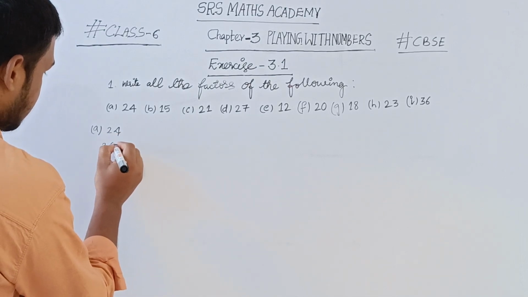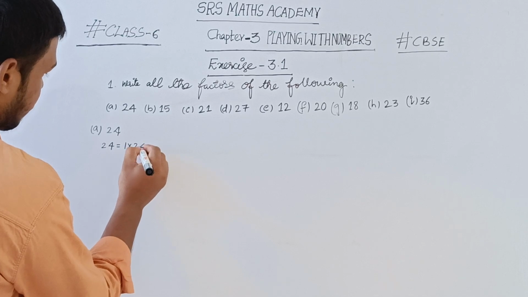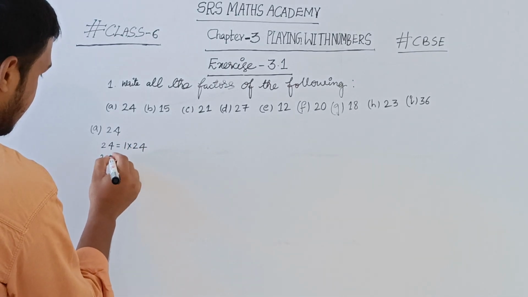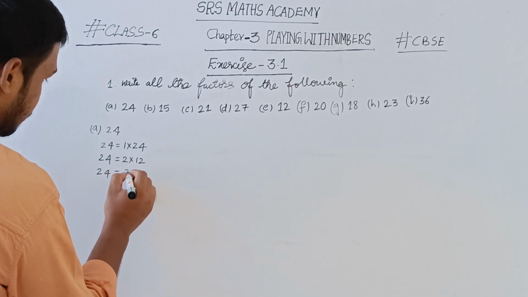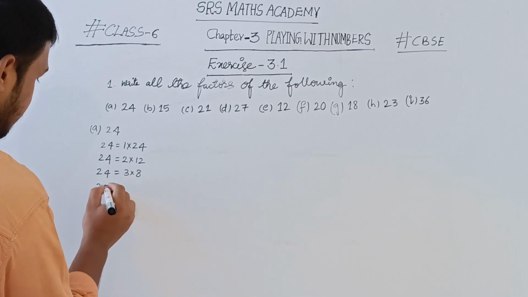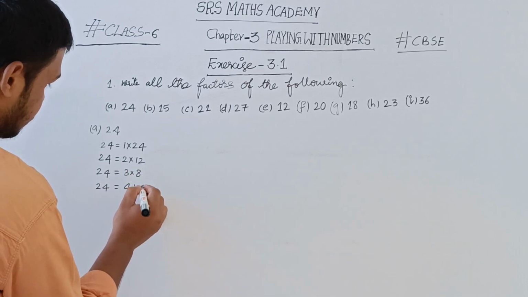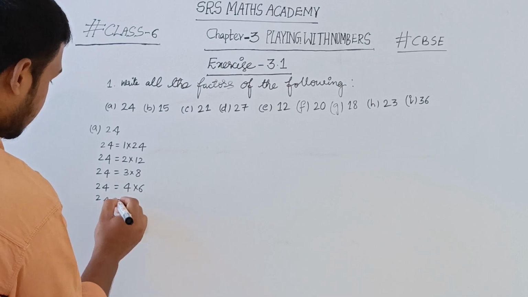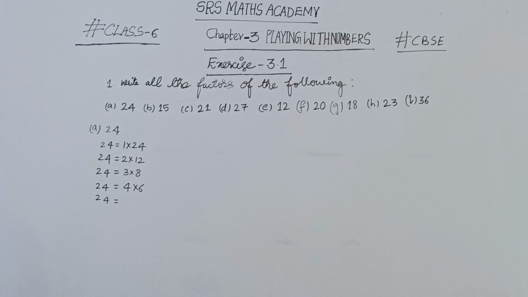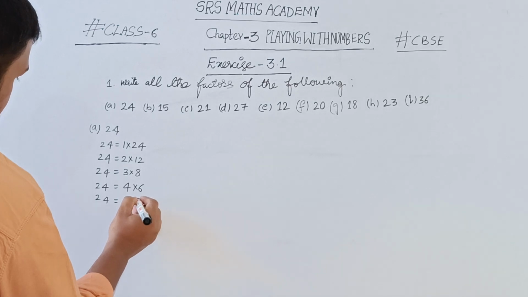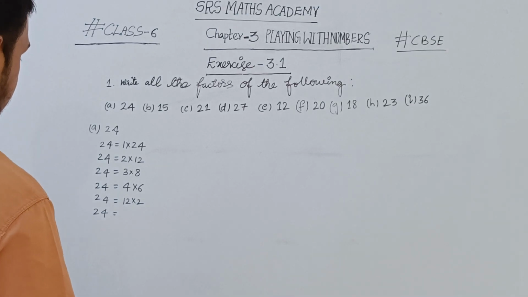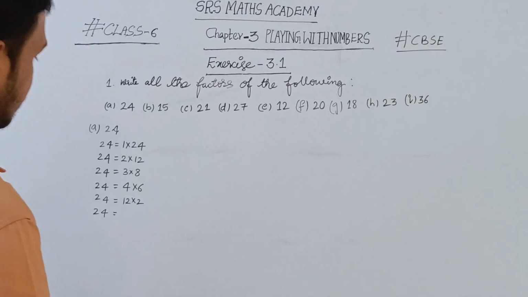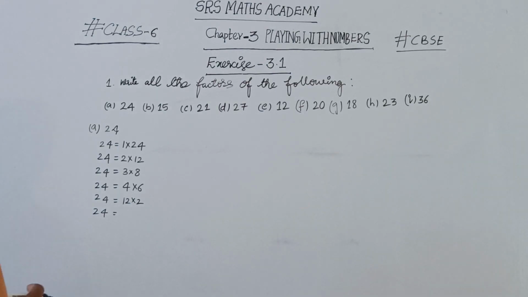So 24 equals 1 into 24. 1 is also a factor, and 2 12s are 24, and 3 8s are, and then 4 6s are. Then 7 not coming, 8 not coming, 9 not coming, 10 not coming, 11, again 12 will repeat, 12 into 2, and 13, 14, 15, 16, 17, 18, 19. So these are the factors for the 24.